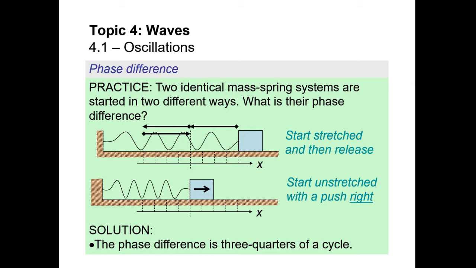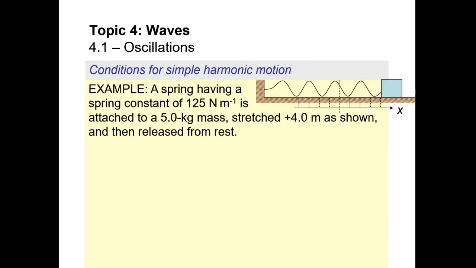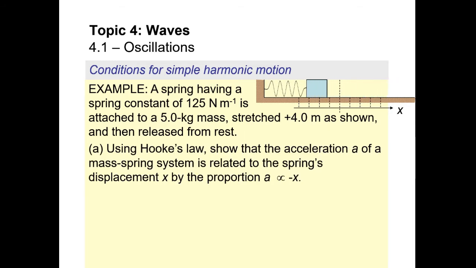A spring having a spring constant of 125 newtons per meter is attached to a 5 kilogram mass, stretched 4 meters as shown, and then released from rest. Using Hooke's law shows that acceleration a of a mass spring system is related to the spring's displacement x by the proportion a proportional to displacement. We look at the x component. The only force acting on the x component is the spring force, ignoring drag forces.